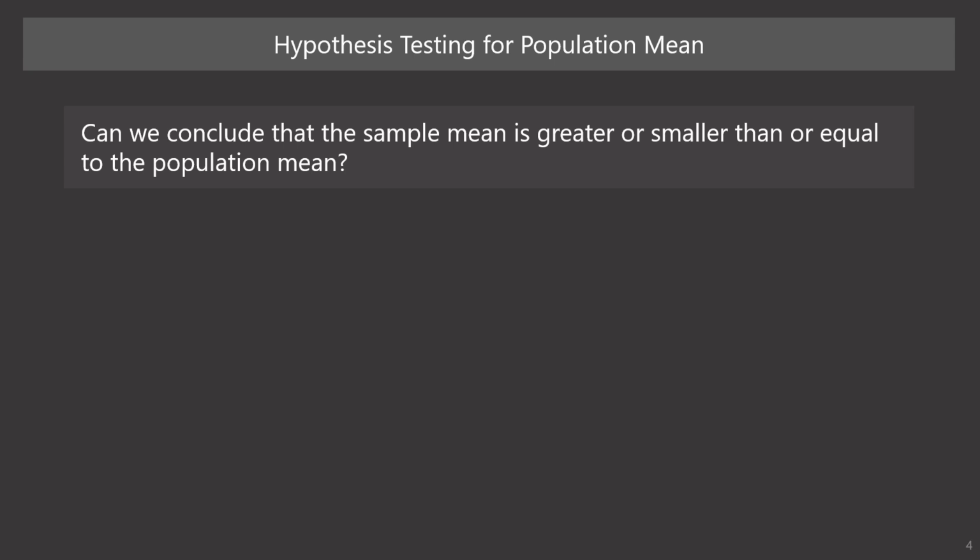Now, let's see what is t-test and how to implement it in detail. Now, let's dive into the practice of hypothesis testing. First, let's test a hypothesis about a population mean. Suppose we have sample data and we know the value of the sample mean and sample variance. In this case, how can we conclude that the sample mean is greater or smaller than or equal to the population mean?